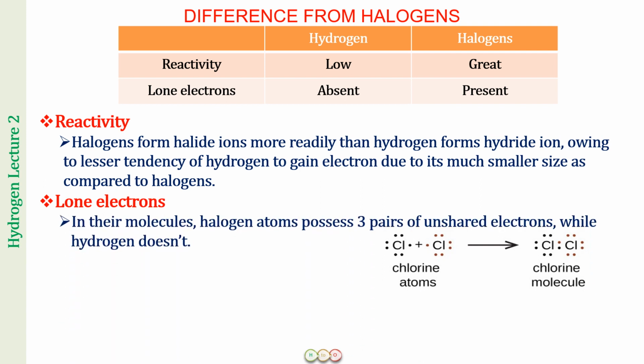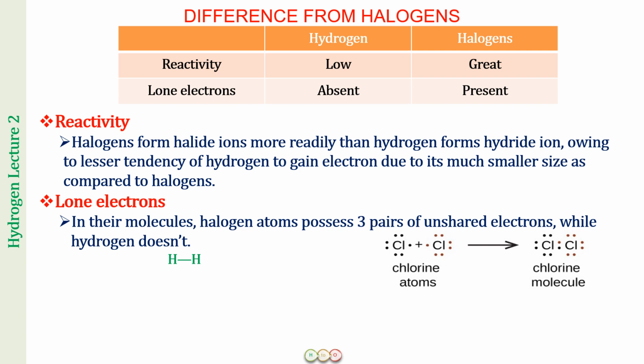But when we compare this to hydrogen, there is no lone pair of electrons present. So halogens possess 3 pairs of unshared electrons, while hydrogen does not have any lone pair of electrons. So this is also one of the differences hydrogen has from halogens.